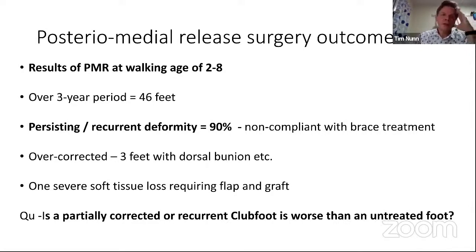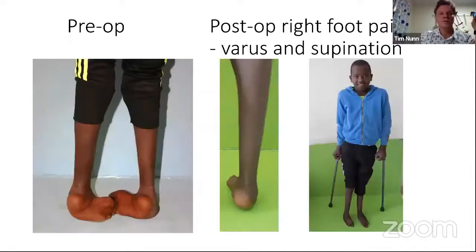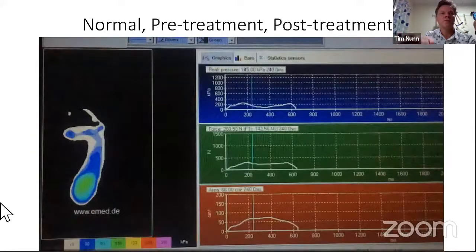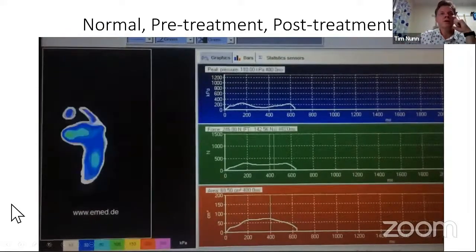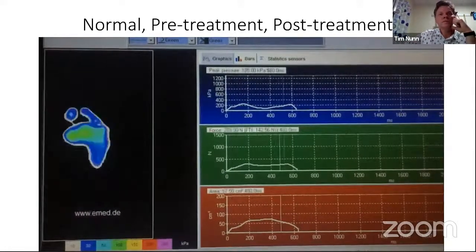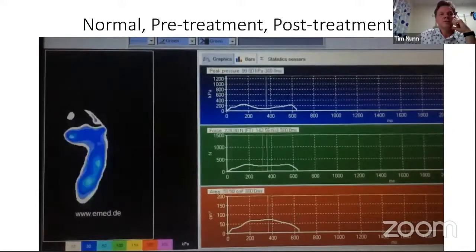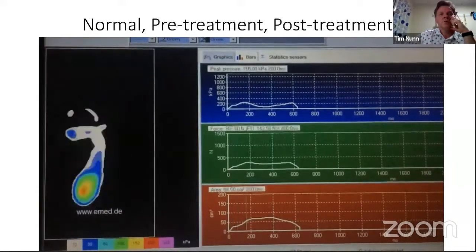The question came to me: is a partially corrected or recurrent club foot following treatment worse than an untreated foot? I just want to share these pictures here. It's a boy whose right foot has had treatment, and you can see that he's weight bearing on the lateral edge. So we decided to put him through a pedobarograph, and you can see here, this is the more normal foot, the right foot. You can see the pressures are low. There's heel strike and toe off.